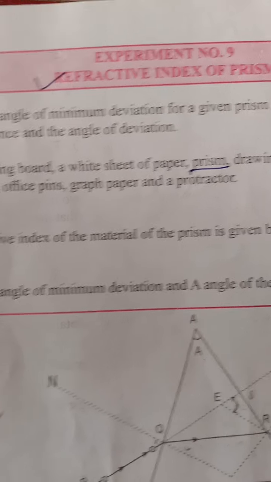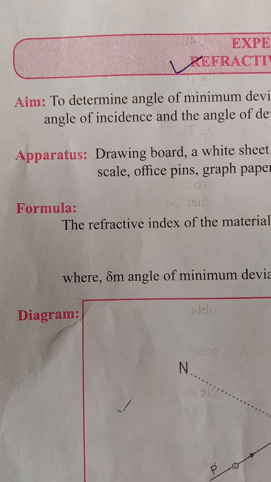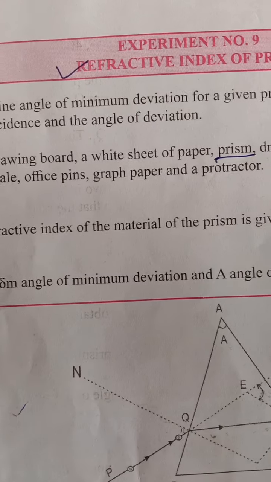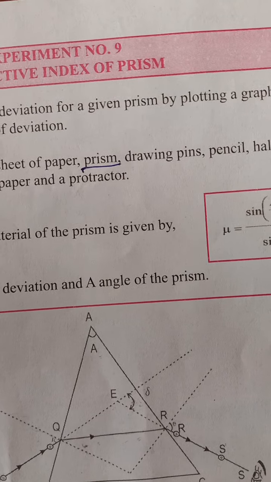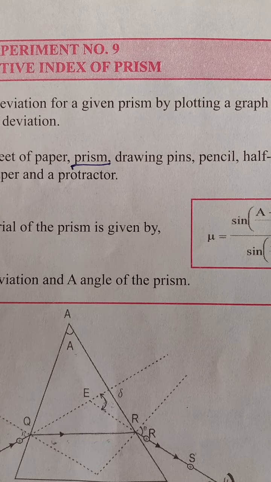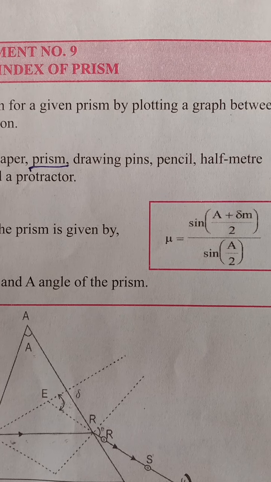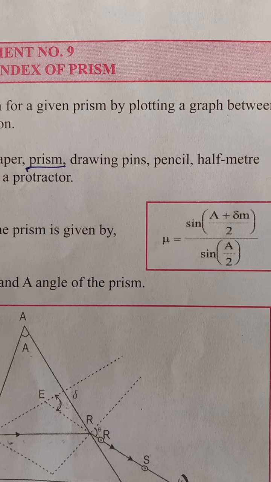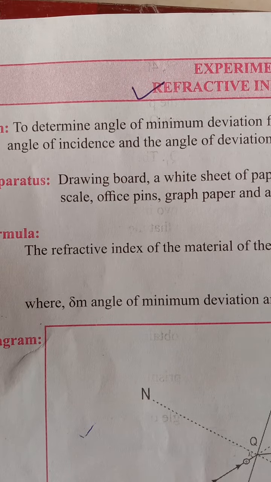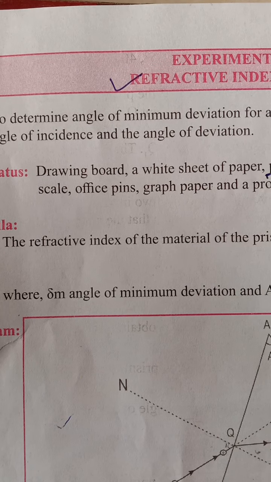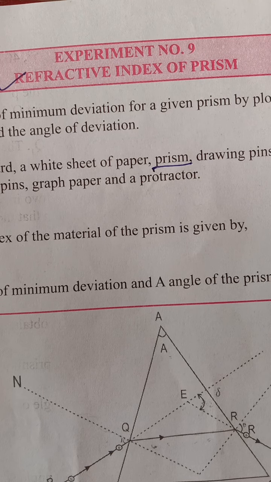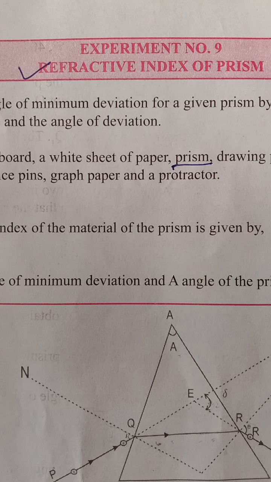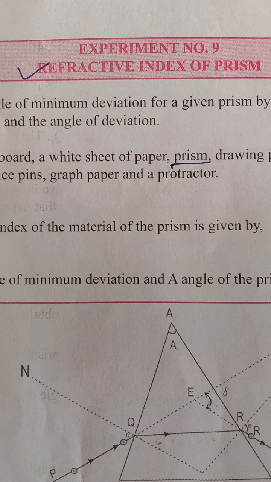For this, the material needed is a drawing board, a white sheet of paper, a prism, drawing pins, a pencil, a half meter scale or simple compass scale, office pins or simple pins, graph paper and a protector. So this will be the material needed for this experiment.